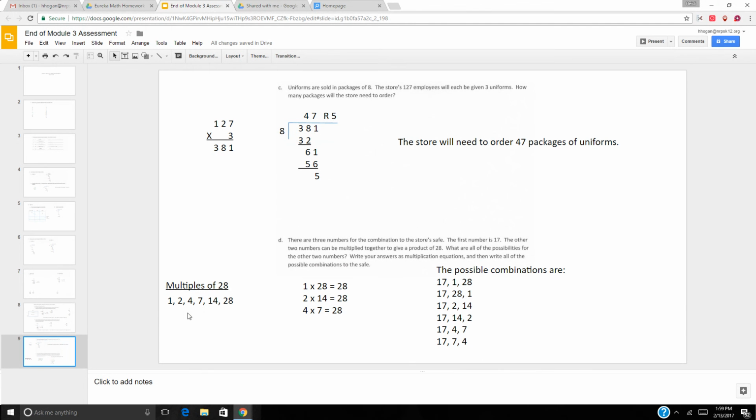So the multiples of 28, 1 times 28 is 28, 2 times 14 is 28, and 4 times 7 is 28. So these are our possible combinations. We know it has to start with 17. It could be 17, 1, 28, or 17, 28, 1. 17, 2, 14, or 17, 14, 2. 17, 4, 7, or 17, 7, 4. And we're just kind of doing the turnaround facts. We're just doing the multiples going forward and going back.